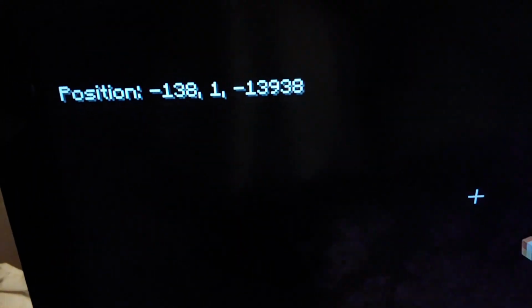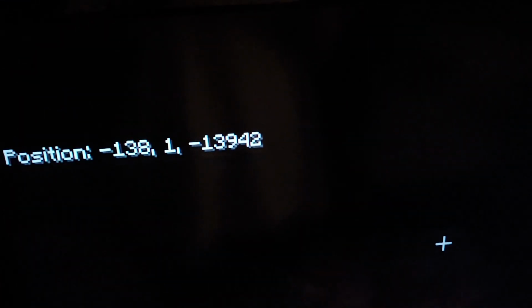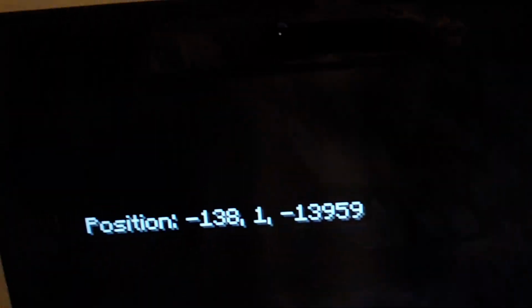Hey guys, what's up? This is my second video of Minecraft, and I am preparing to, or attempting to, make the longest tunnel possible in Minecraft using an AFK method. And right now I'm at 13,000, almost 14,000 blocks.